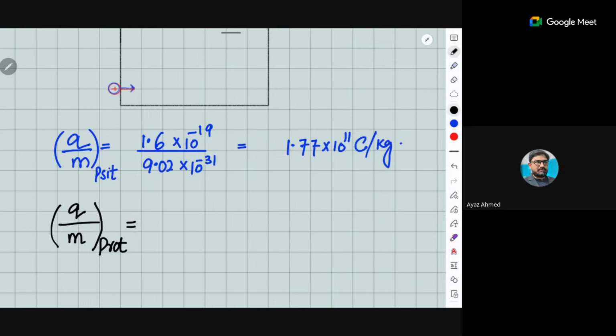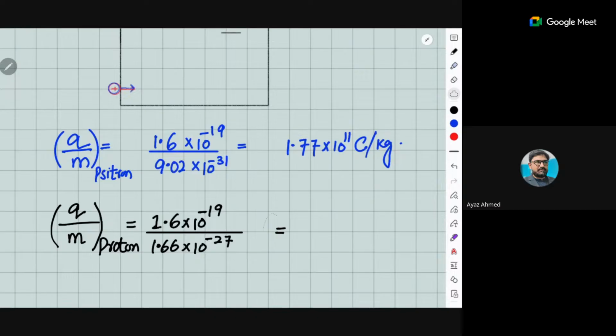Now talk about this proton. For proton, you have the same charge, 1.6 into 10 raised to power minus 19 coulomb, divided by its mass, which is 1.66 into 10 raised to power minus 27 kg. What is the number? It is 9.6 into 10 raised to power positive 7 coulomb per kg.